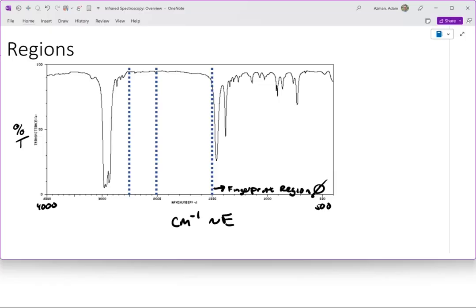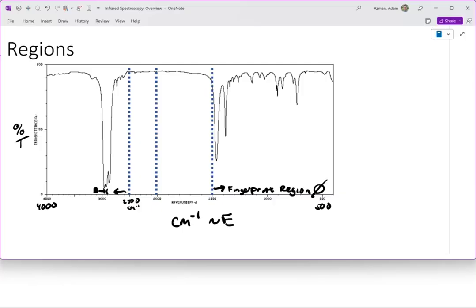I'm going to jump over to the other side. Above around 2500 wave numbers, these are the things bonded to hydrogen. So remember, IR looks at bonds. IR does not look at atoms. IR does not look at molecules. It looks at bonds, which bonds are absorbing infrared light and vibrating, bending, and stretching.